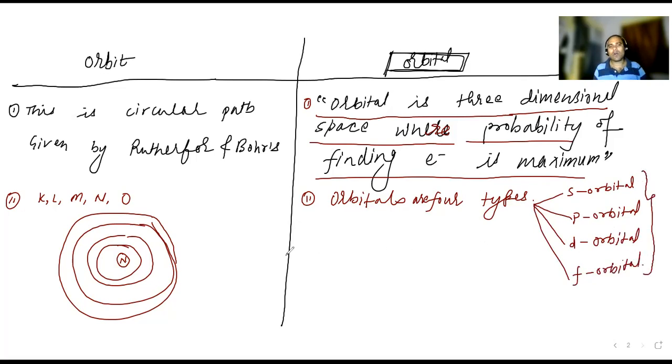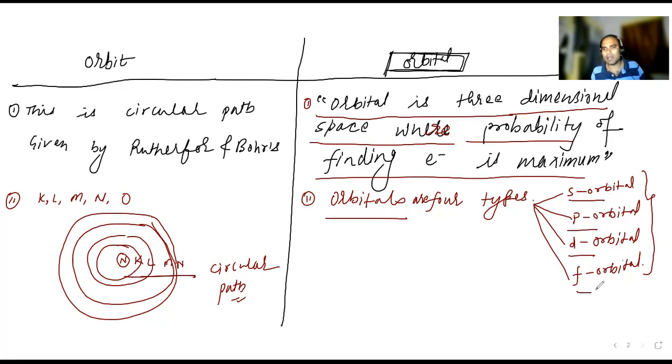The orbit concept is only K, L, M, N. This is the circular path. Very easily you can remember circular path. But when you talk about orbital configuration, it is very different. What are there? That is s orbital, p orbital, d orbital, f orbital.